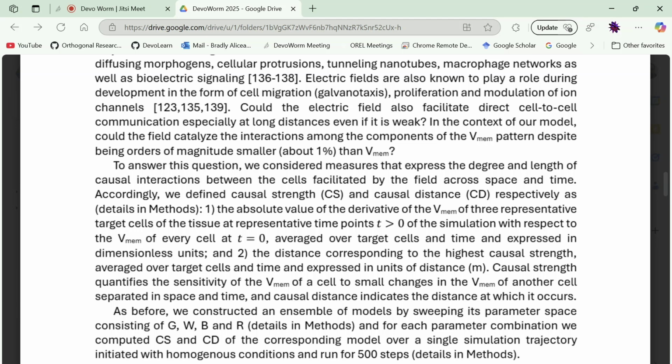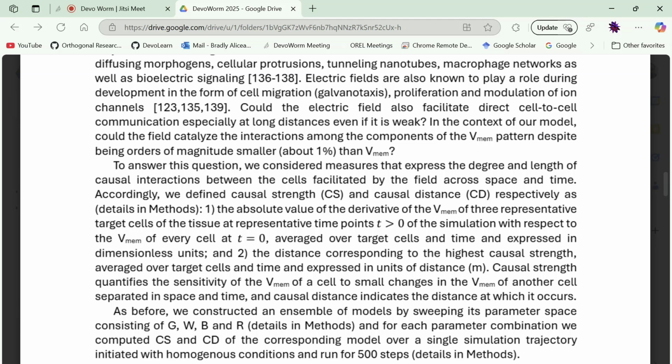And then causal distance is the distance corresponding to the highest causal strength, averaged over target cells in time and expressed in units of distance, or meters, I guess, which you could use something a lot smaller than, but anyways, it's a unit of distance. Causal strength quantifies the sensitivity of the VMEM of a cell to small changes in the VMEM of another cell, separated in space and time, and causal distance indicates the distance at which it occurs. So causal distance, of course, is looking at this spatial aspect. This is where we want to average over our target cells and then in time and look at the units of distance. So it's basically like a spatial correlation between the cells in the field.